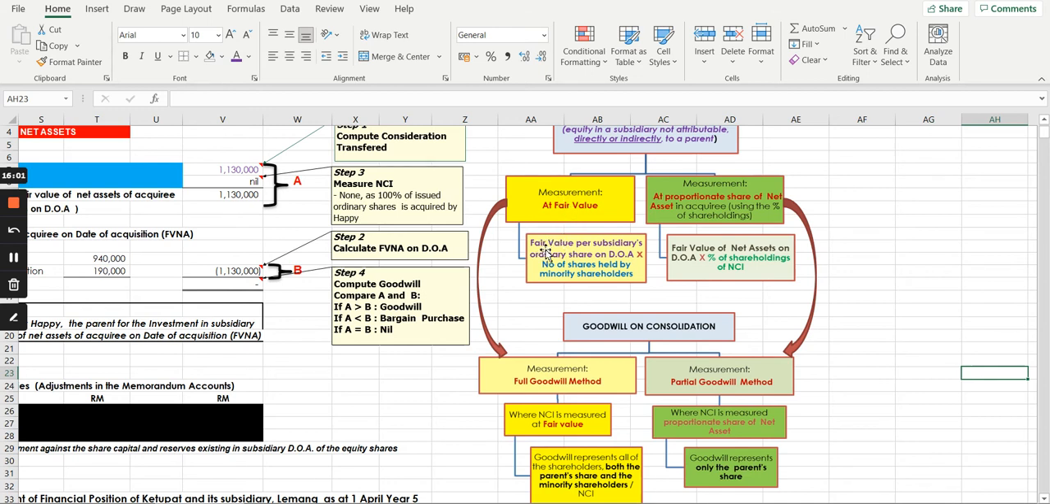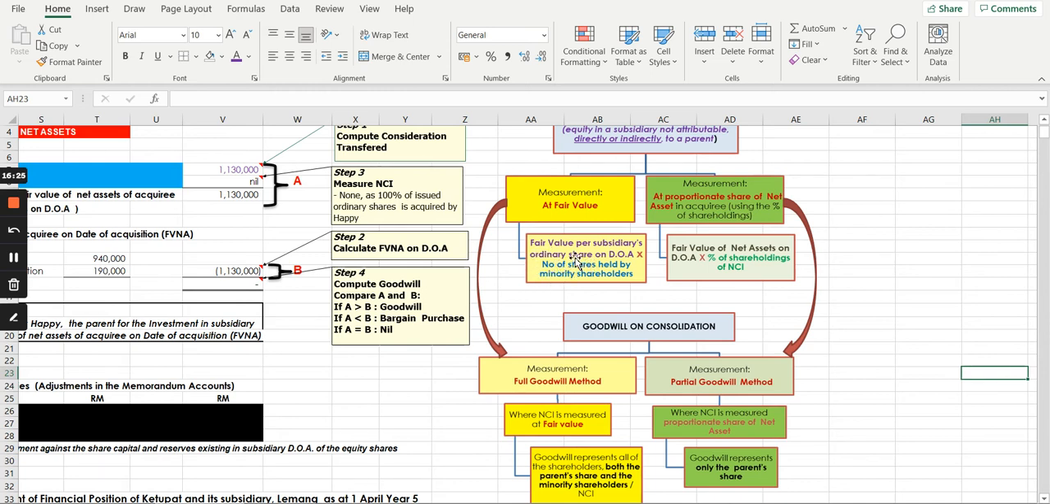It means that it will be measured by taking the fair value per subsidiary's ordinary share. What is the fair value of the ordinary shares of the subsidiary on the day of acquisition? And you need to multiply it with the number of shares held by the minority shareholders. Let's say the minority shareholders hold 100,000 units, right?